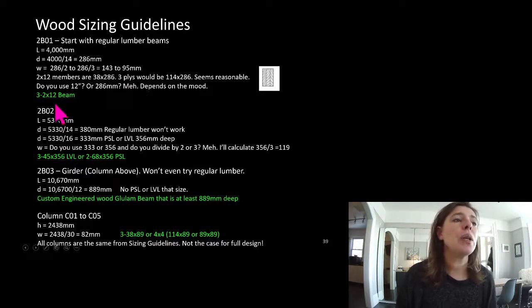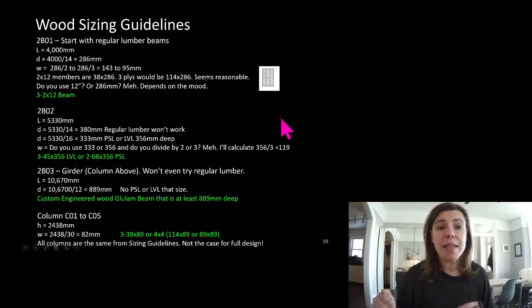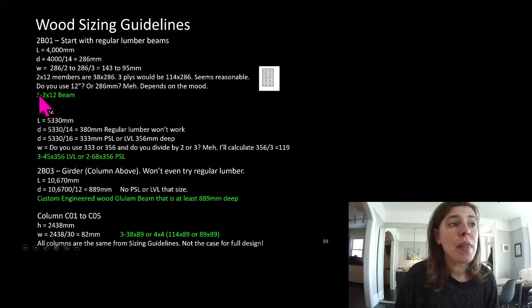So I am using a 3-ply 2x12 beam. So you can see, 1, 2, 3. I've screwed 3 of these beams together. That's what this 3 means. So I have three 2x12s screwed together as a beam.